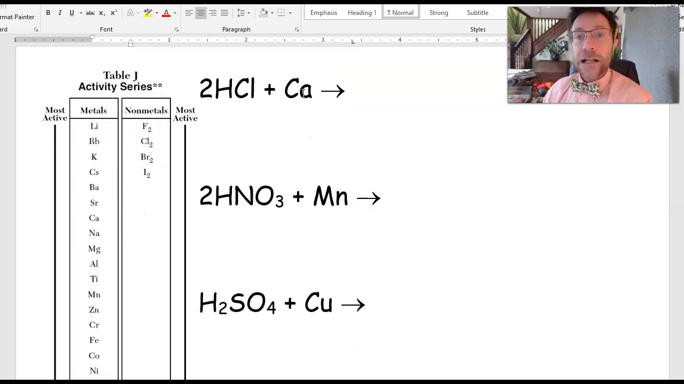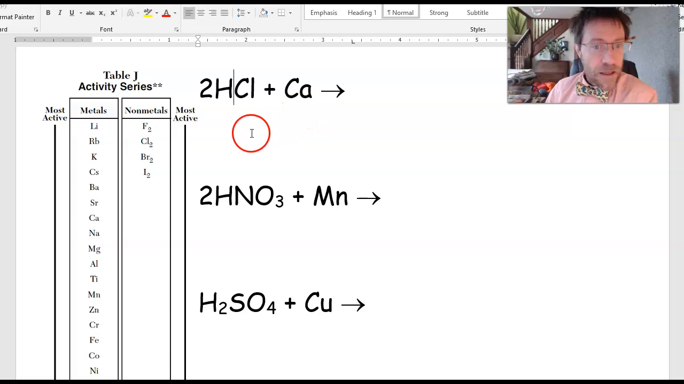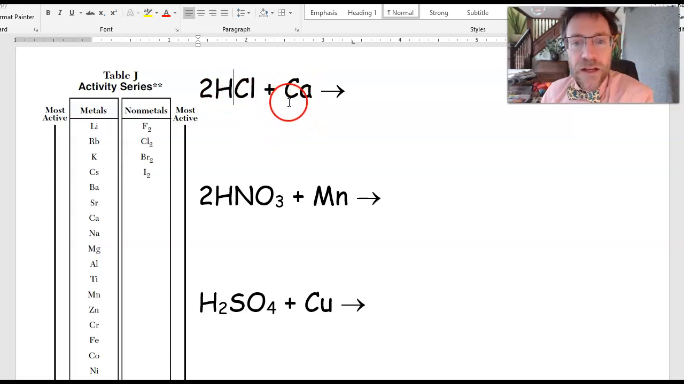Let's do a couple examples, because this is the kind of thing that you're going to have to be able to do, right? Okay? So here we have HCl. You will notice that it is indeed an acid, because it starts with hydrogen, and we have calcium. So let's go over to our table J and find it. So that's our acid. Here's our metal.